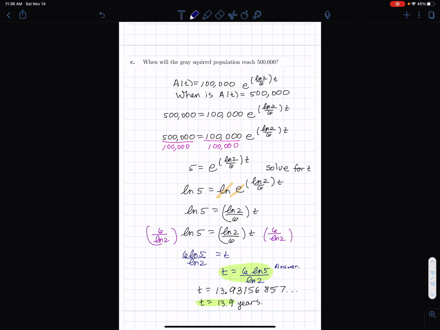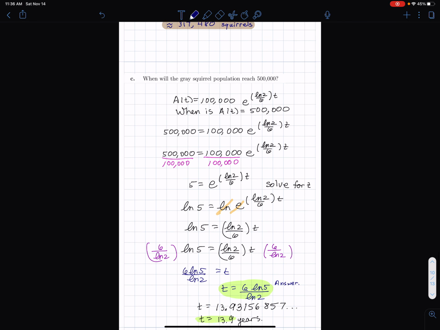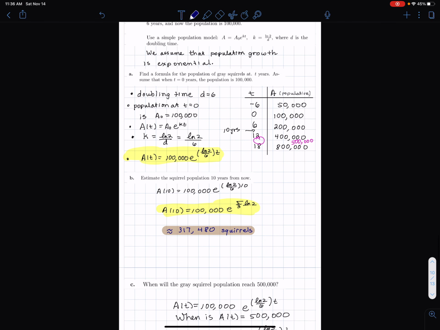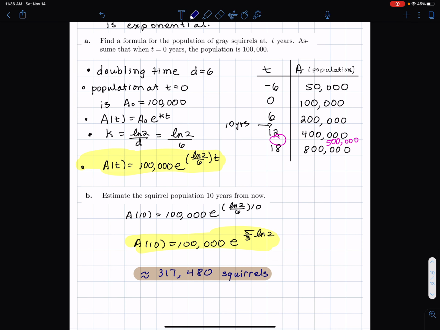And so let me go back to this chart I have, this doubling chart. See, the chart came about from doubling. Every 6 years it doubles. So you got 100,000, 200, 400, 800. When is it 500,000? What did it say? It's 13.9 years. That makes sense?